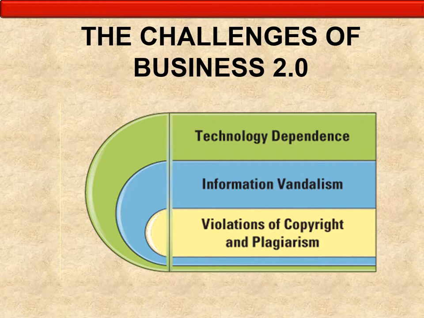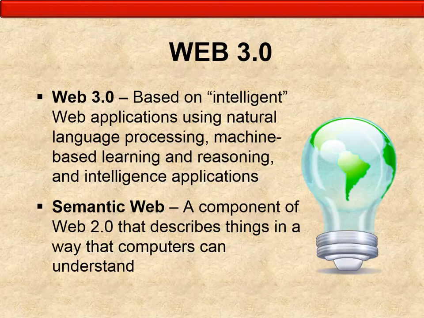Web 3.0. We're coming up on the short rows. Web 3.0 is based on intelligence, or intelligent web applications using natural language processing, machine-based learning, reasoning, and intelligence. A semantic web is a component of Web 2.0 that describes things in a way that computers can understand it.